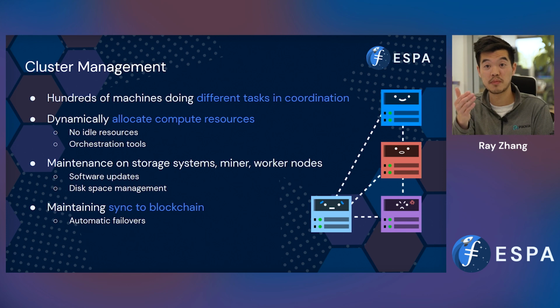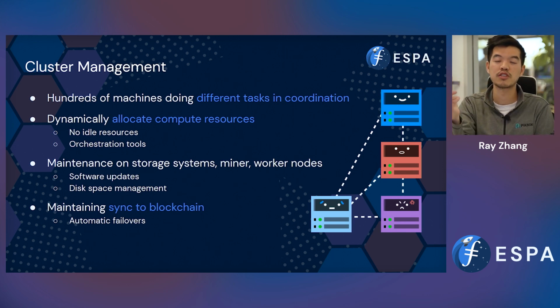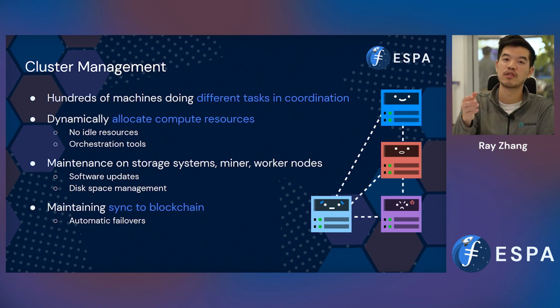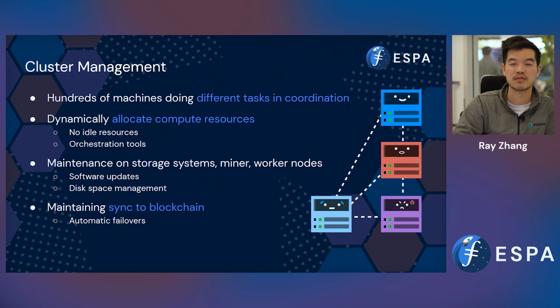And in order to keep 100% uptime, you need to have multiple nodes that are syncing to the blockchain. So just in case one node fails, you can automatically fail over to the next node that is in sync with the blockchain, so you never have downtime.